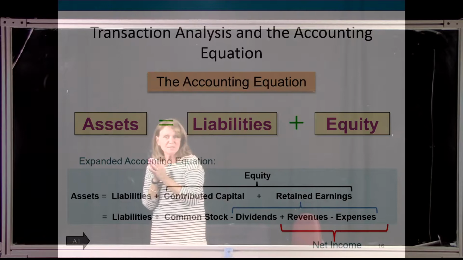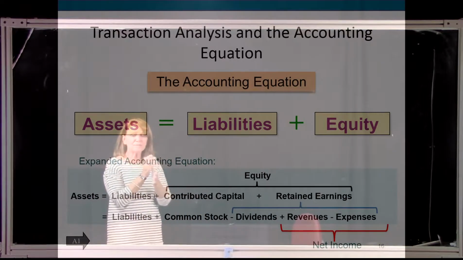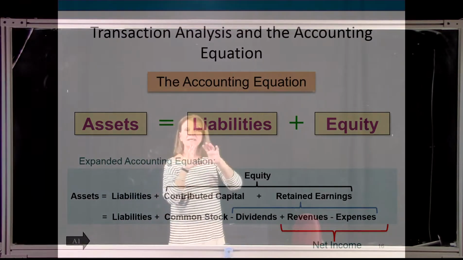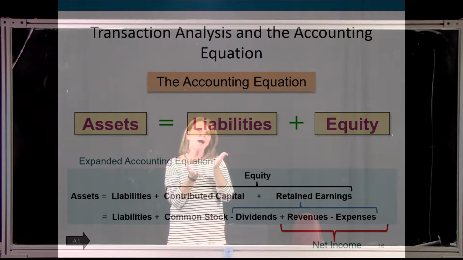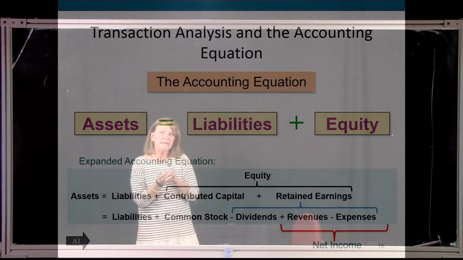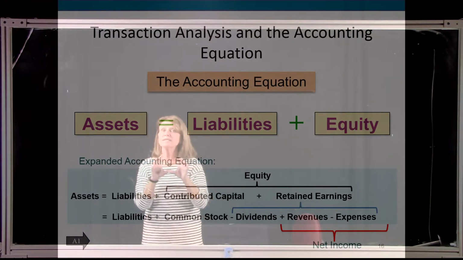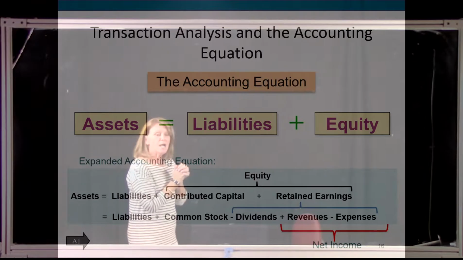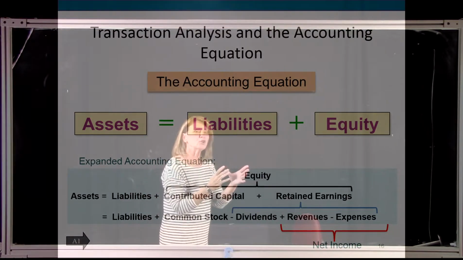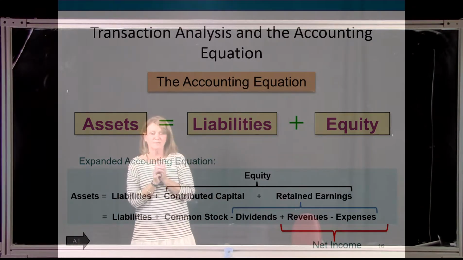So assets are cars, trucks, buildings, land, inventory, stock, anything a company owns. Liabilities is money that they owe other people, either banks or lenders. And equity is the money in the company that the owner has. So it's either contributed capital, like stock purchases from the owner, or retained earnings, which is money that the company has earned and is kept within the company and is not paid out to the owners in dividends.